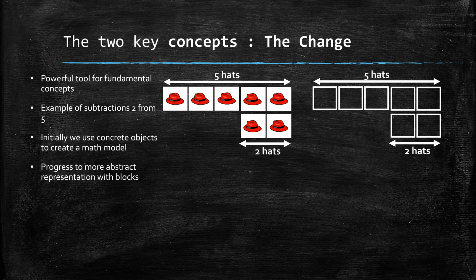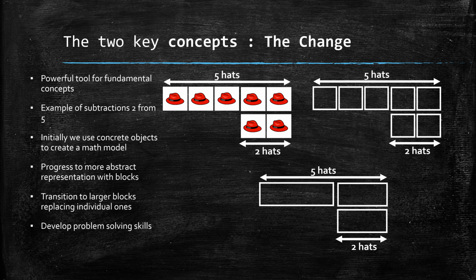Once the child becomes familiar with the process of subtraction, we can progress to a more abstract representation using blocks instead of physical objects. In the final step, we transition to larger blocks, replacing individual ones. This establishes a solid foundation for future problem solving, enabling children to use these larger blocks to represent items that can be added or subtracted.